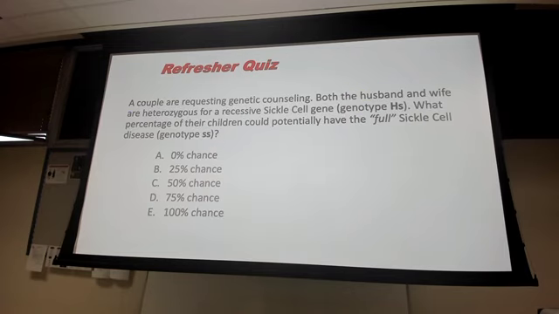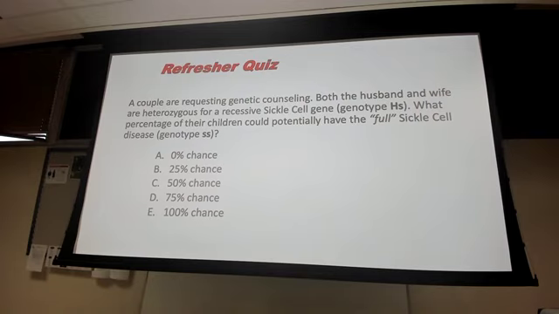All right, so you got a couple coming in. They want some genetic counseling. Husband and wife, they're heterozygous, right? They're heterozygous for sickle cell genes, so they have one normal copy and one abnormal copy. Based off that, what percentage of their children will potentially have the full sickle cell disease? So both abnormal copies. So that's where you kind of square and you kind of write that out.